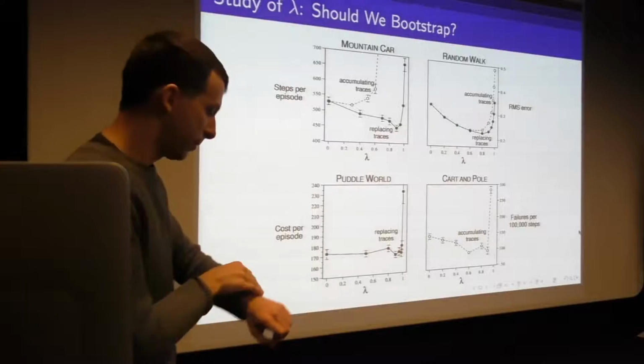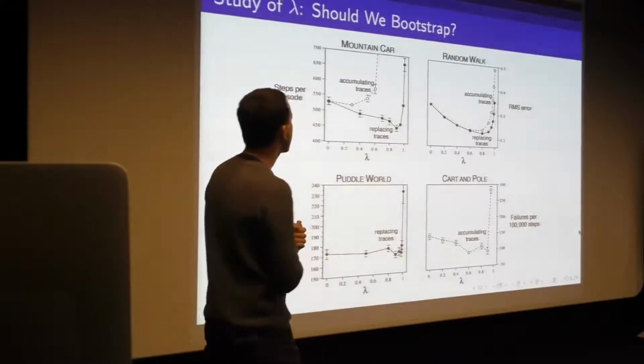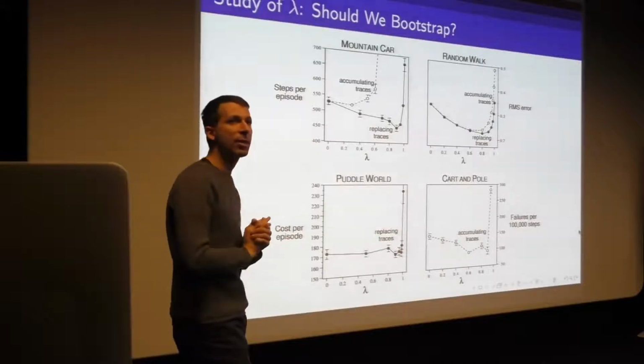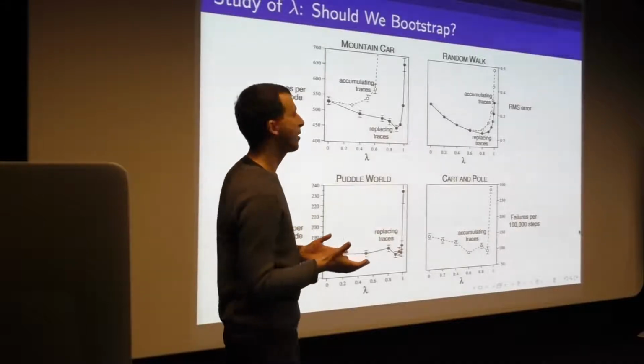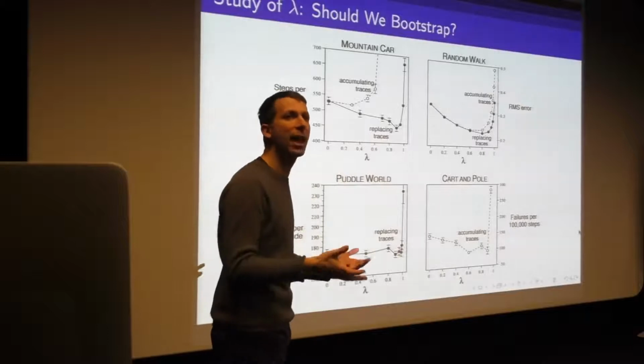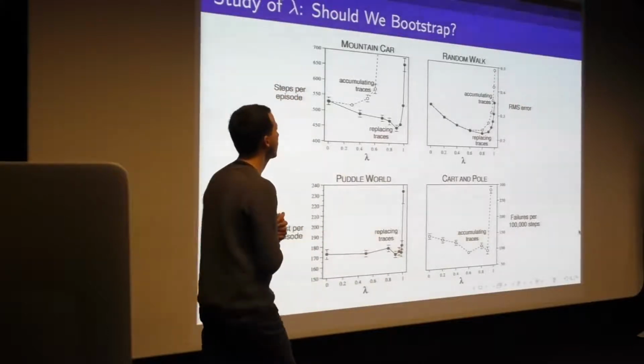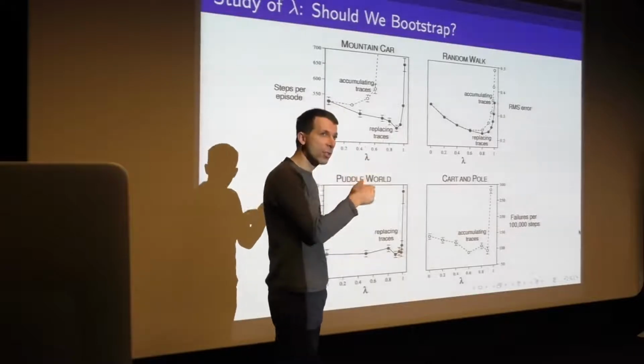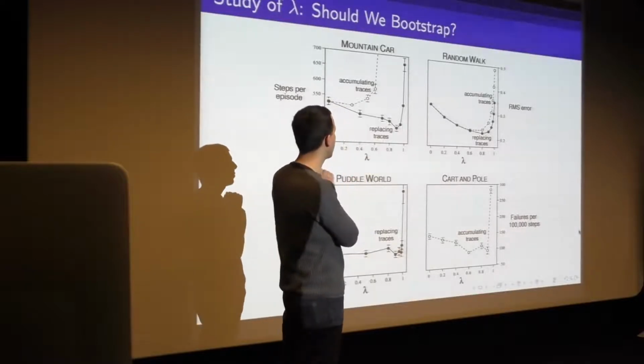Okay. So we talked a little bit about using lambda there. I just want to throw up this slide, which is an empirical slide. It's an old one, but I think the lesson has been borne out time and time again since then, so I think it's still useful to see. Forget the accumulating and replacing traces. That's just two slightly different variants on how you use eligibility traces.